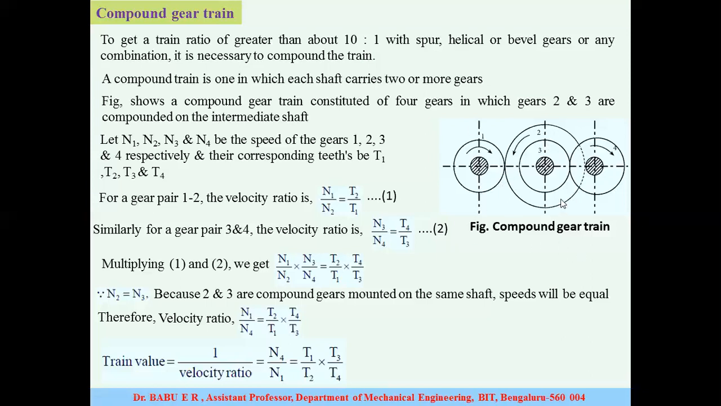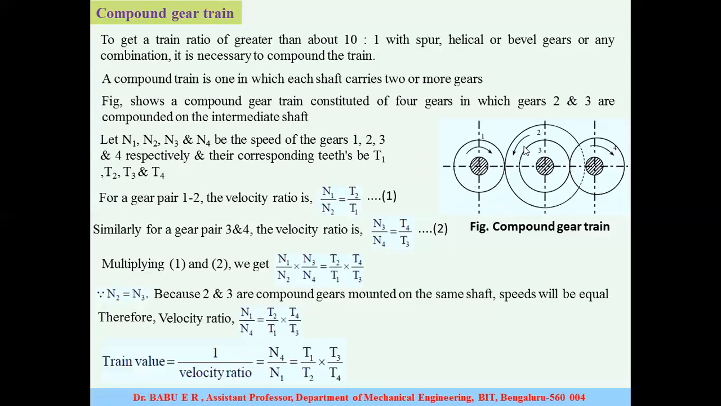Now in this combination, let us find the velocity ratio. In order to find the velocity ratio, let us assume that the speeds of gears 1, 2, 3 and 4 are N1, N2, N3 and N4. Similarly, the number of teeth on gear 1 is T1, on gear 2 is T2, on gear 3 is T3, and on gear 4 is T4. Now we'll take them individually. This is the driver and this is the driven member. The motion is transmitted from gear 1 to gear 4.